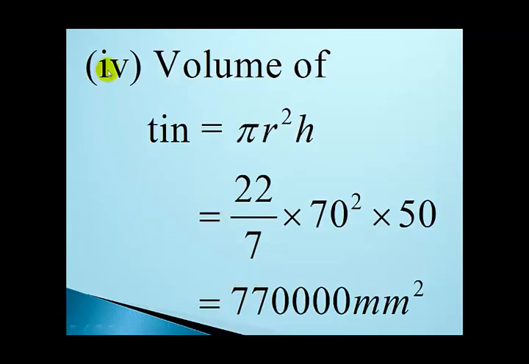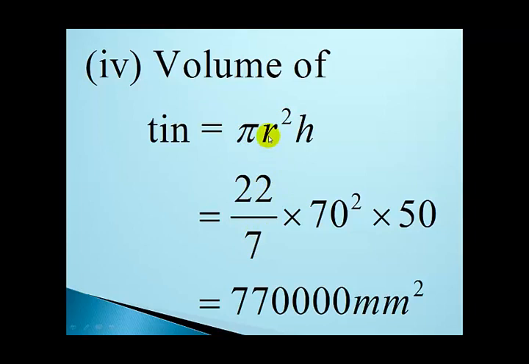Now IV, volume of the tin. Volume of a cylinder is given by pi r squared h, because from the question the figure was a cylindrical tin. I repeat, from the question we were given a cylindrical tin, that is a cylinder. So volume of the tin is the same as the volume of the cylinder, and the volume of a cylinder or the tin is equal to pi r squared h, where pi is the constant, that is 22/7.